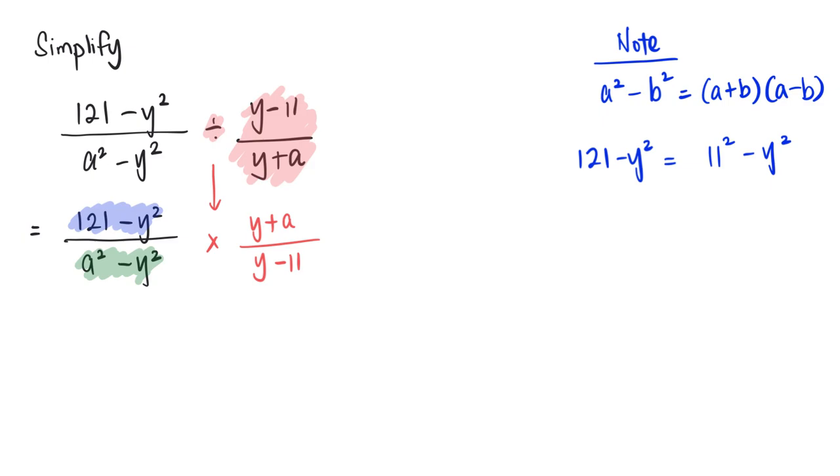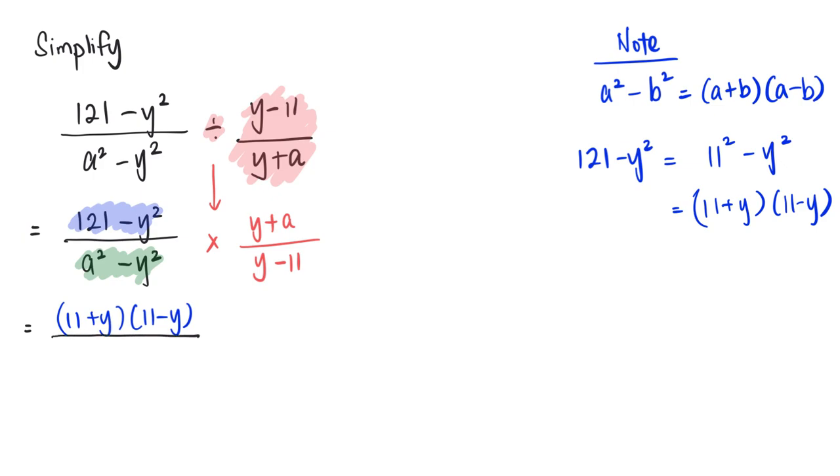Okay, and therefore I could rewrite it as 11 plus y, 11 minus y, and that's what you will see in my next line of the working. 11 plus y, 11 minus y. A square minus y square, I could rewrite it as a plus y, a minus y.